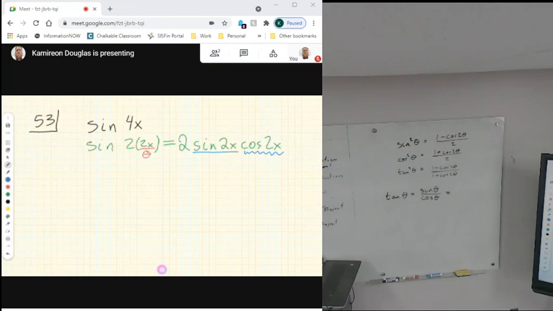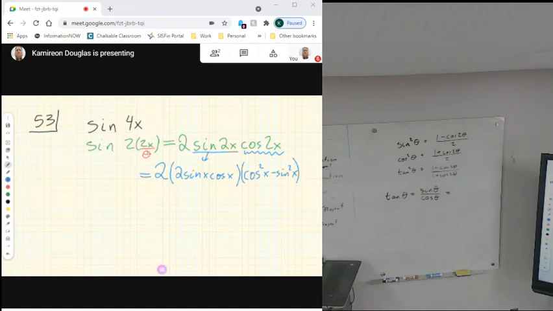And when I do so, everything around them needs to stay constant. Here we go. The 2 will just stay at 2 up front. The sine of 2x is now replaced by 2 sine x cosine x. So everywhere there used to be a sine of 2x, I replaced it with the double angle formula, 2 sine x cosine x. For the cosine of 2x, I have a few versions I could use. I'm going to choose the first one, which is cosine squared of x minus sine squared of x.